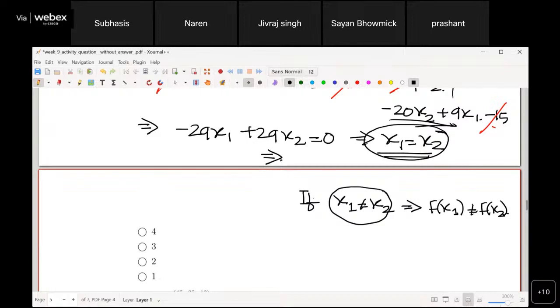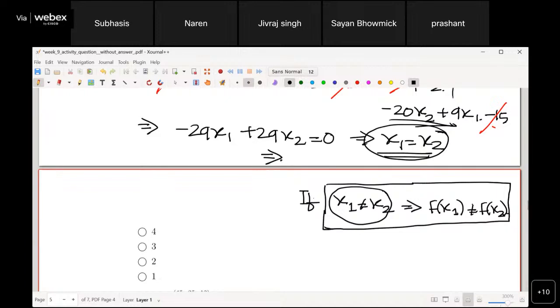For example, if I take the function f(x) equal to x squared, this is not one-to-one, because if I take two distinct inputs, then my outputs are the same. f of x1 is 4, f of x2 is 4. So this is not a one-to-one function. For a one-to-one function, this condition should hold.